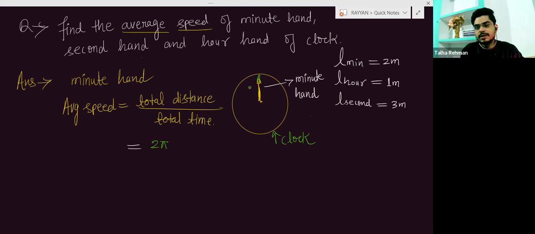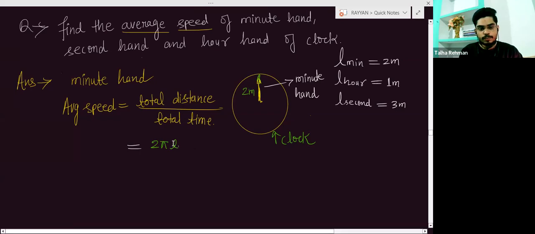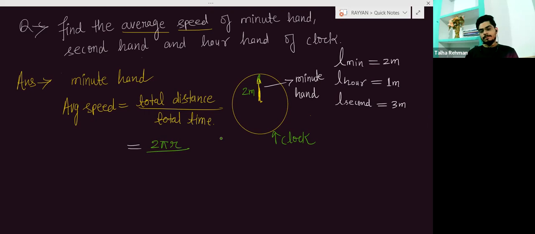This is given for the minute hand as 2 meters. You can write 2 pi r, and instead of r you can put the length of the minute hand, divided by the time taken. So what is the time taken to complete one rotation by the minute hand?